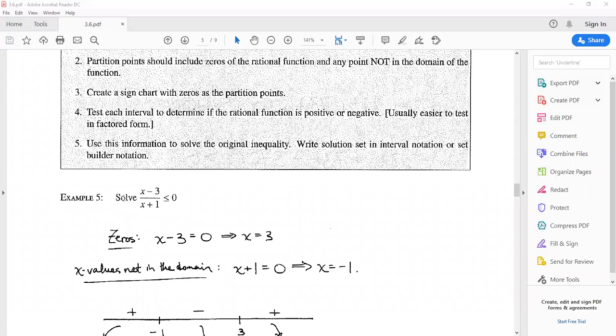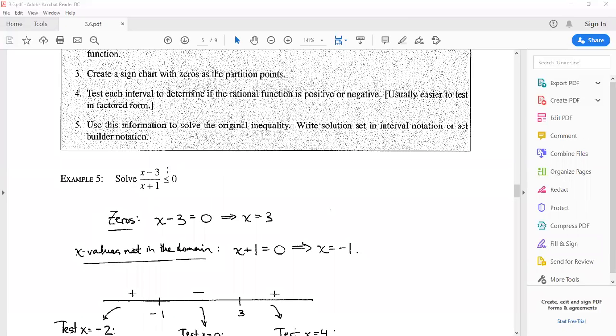So the first one here is x minus 3 divided by x plus 1 is less than or equal to 0. When does that happen? Well, let's see. The zeros are when the numerator is equal to 0. So that's x minus 3 equals 0, which gives us x equals 3. And the x values not in the domain are those for which x plus 1 equals 0. And so that just gives us x equals minus 1.